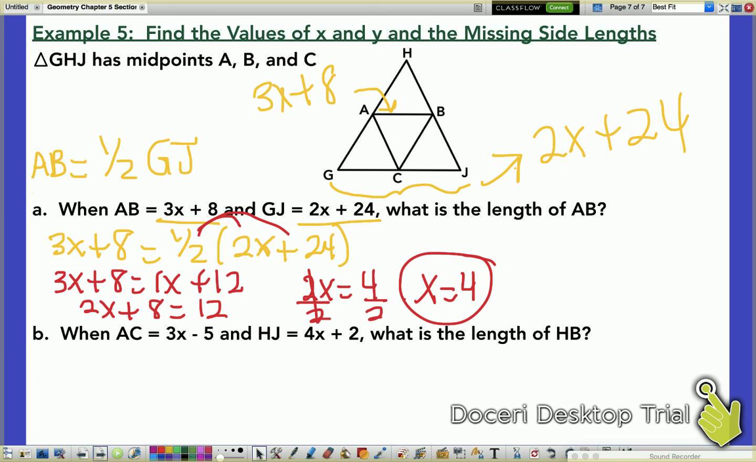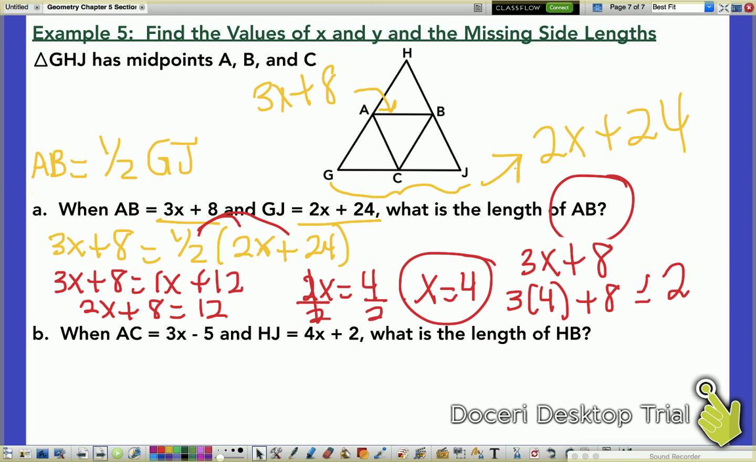Because they want this. So AB is 3x plus 8. So if x is 4, 3 times 4, 12 plus 8. So AB would be 20.